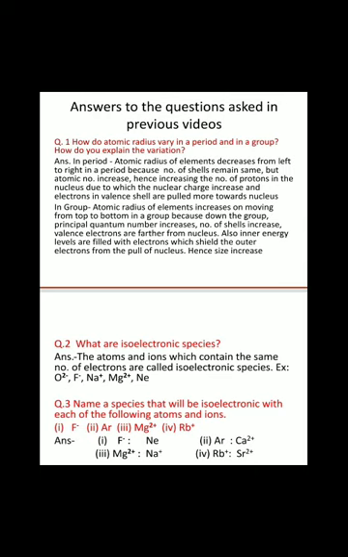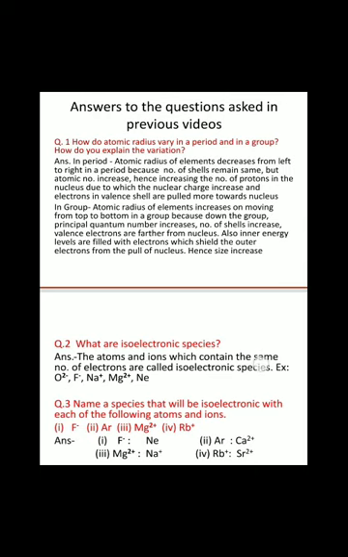The second question was, what are isoelectronic species? As explained earlier, the atoms or ions which contain the same number of electrons are called isoelectronic species. For example, O2-, F-, Na+, Mg2+ and Ne all have 10 electrons in their shells. So they are isoelectronic in nature.